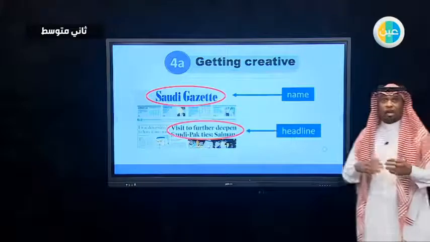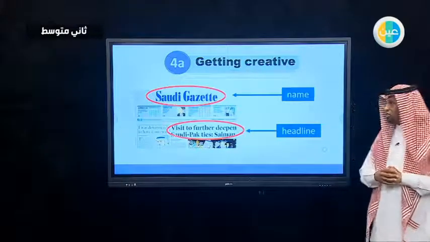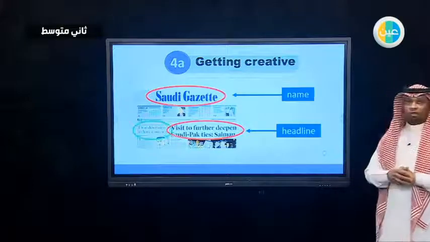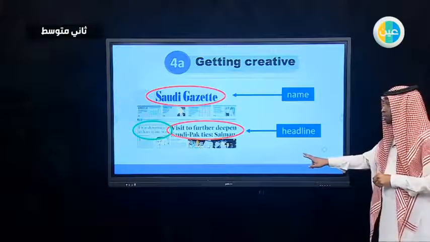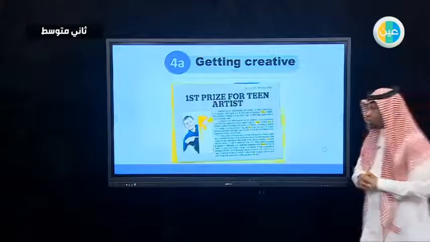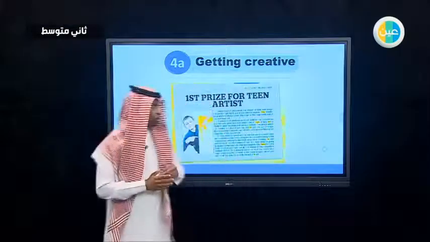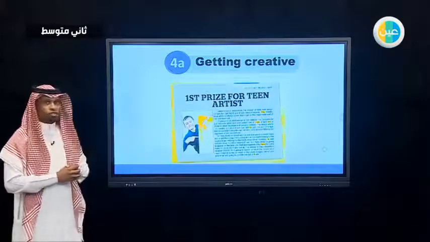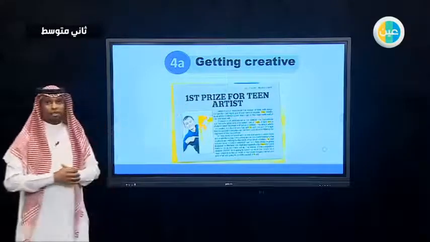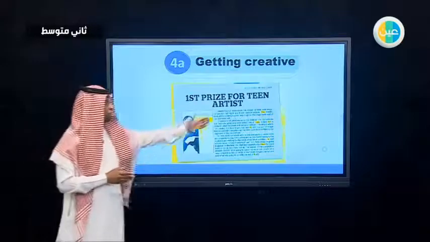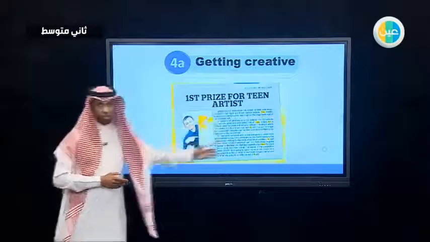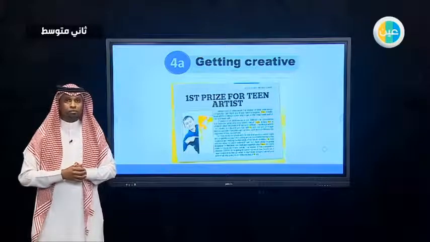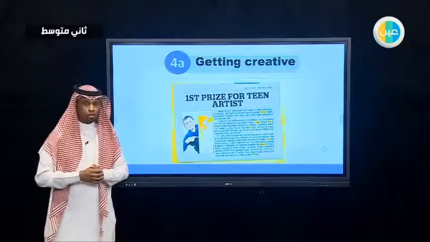Does it have another headline? Do you think there is another headline? Good. This is the other headline here. Now let's go back to the photo again. What can you see here? We can see a headline, and we can see also, what can we call this in the newspaper? Good. This is an article.